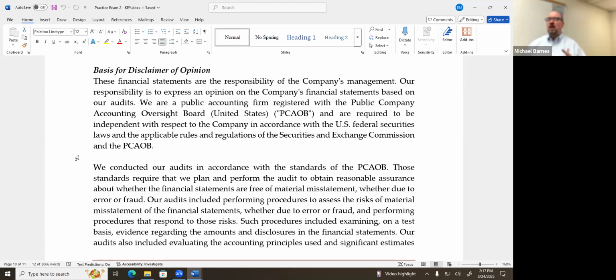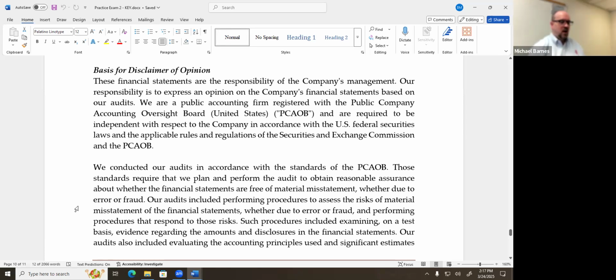One of these should be glaringly obvious. What is the reason for a disclaimer opinion? What do we call that? Pervasive scope limitation. What is this paragraph called right here? This is our scope paragraph. If we had a pervasive scope limitation, could we do any of this work? No. What happens to the scope paragraph in a disclaimer of opinion? It gets completely removed. So this paragraph should be gone. That one's the easy one.